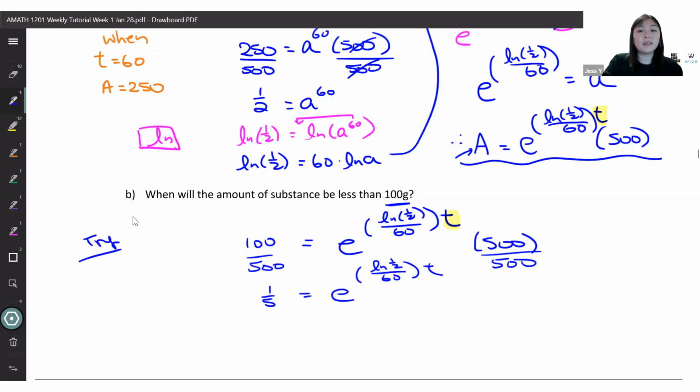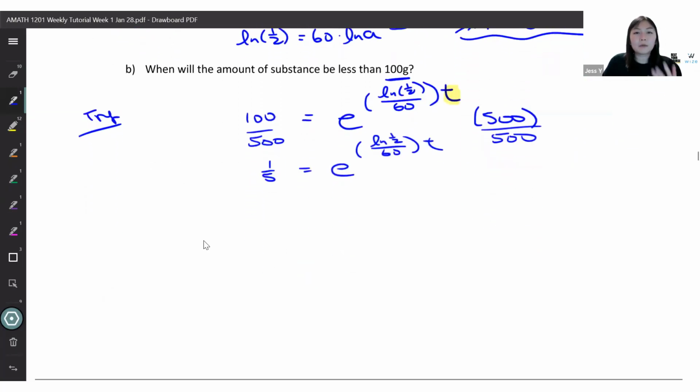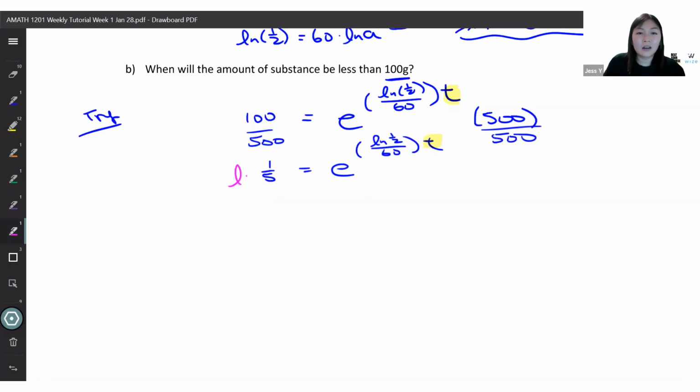And then peel away the layers like an onion. We want to get rid of the outside layer. T is wrapped inside something, E to the power of something. So we want to get rid of the E. The opposite of E is ln, right? So I'm going to take the ln of both sides again. Ln and E are really nice. When they're side by side with nothing in between, no interruptions, we can get rid of them. So I cancel them out. And now I'm left with ln of 1/5. And on the right, we have ln of 1/2 over 60 times t.